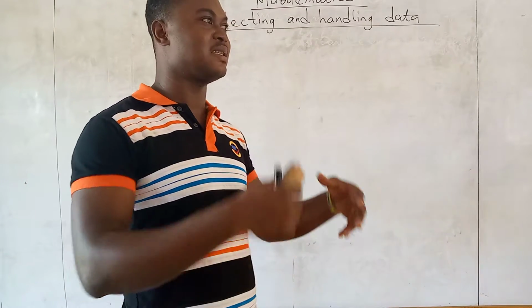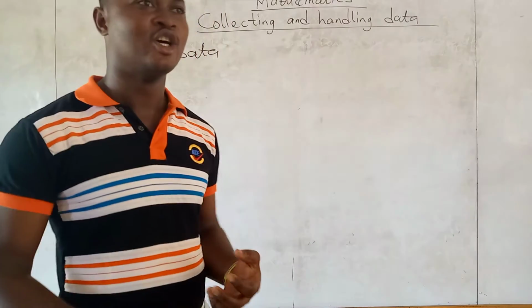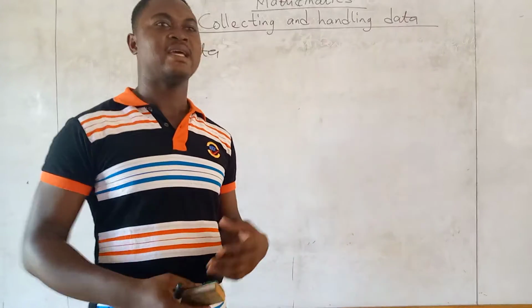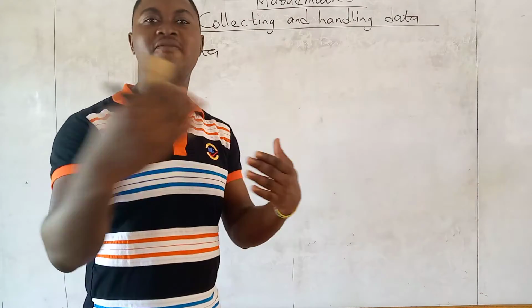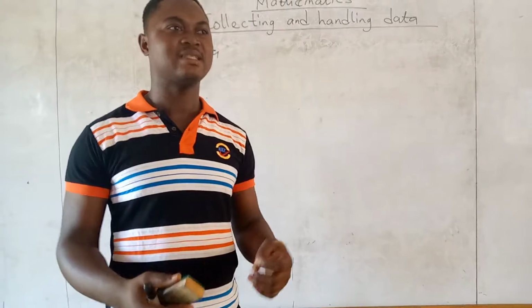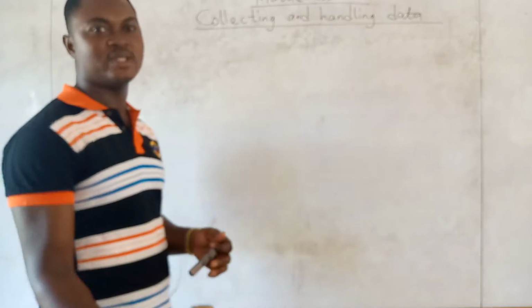So you want to take certain information, certain facts, certain things from other people. For example, in your class, you want to check the date of birth of your friends or your colleagues. So you'll be taking facts from them. That is what? Data. Now, how do we take data? That is our next thing. How do we take data?